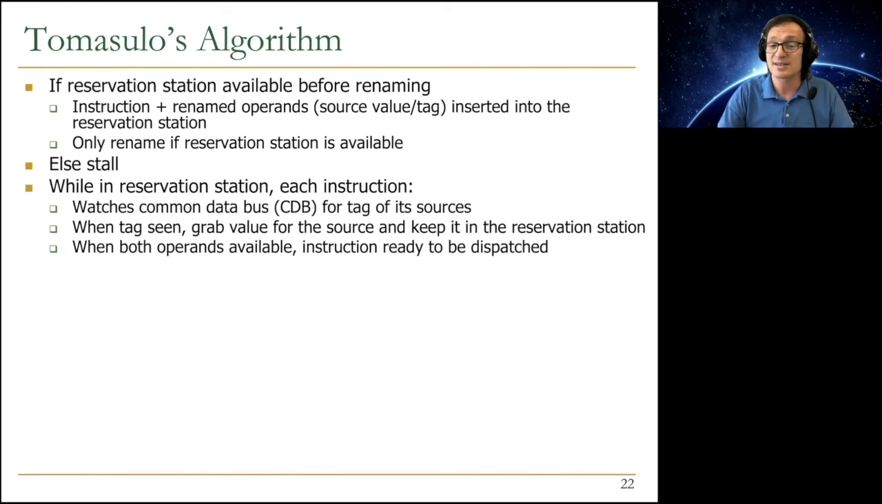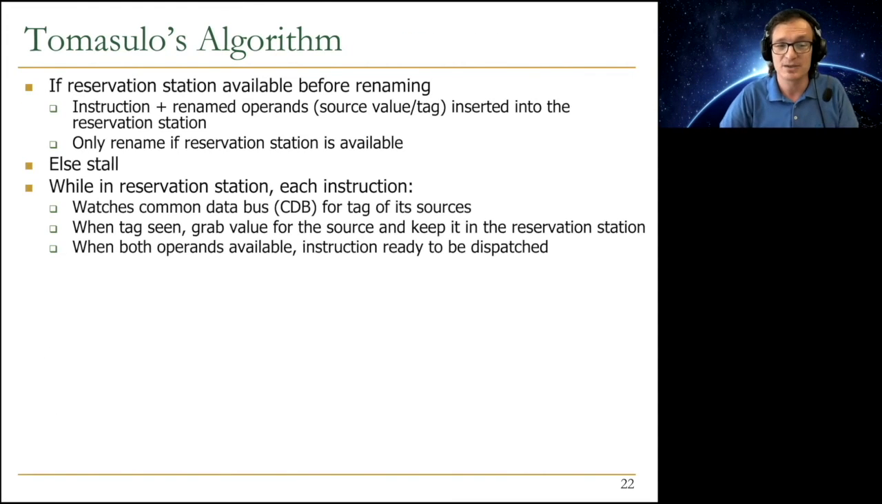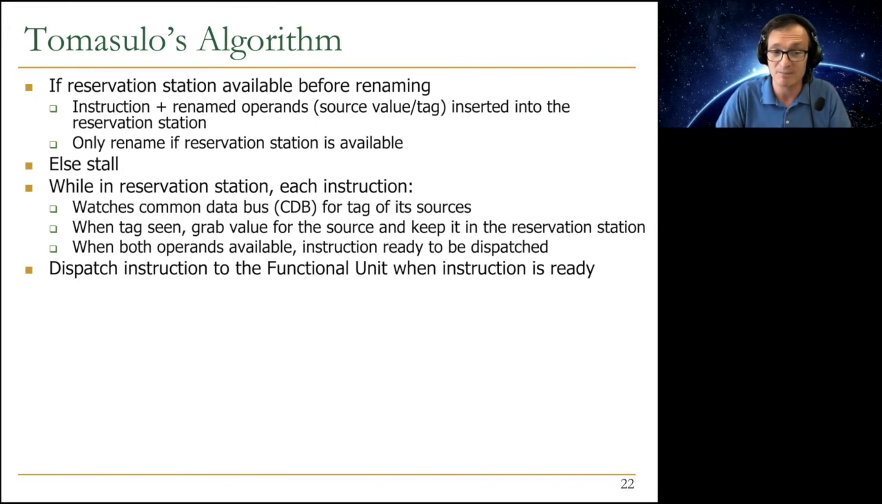While the instructions are in the reservation station, each instruction watches the common data bus for the tag of its sources. Remember, the tag is broadcast. If the tag is broadcast and seen, the value is grabbed for the source and kept in the reservation station. When both operands are available, the instruction is ready to be dispatched. I'm basically reinforcing what I just discussed earlier. You dispatch the instruction to the function unit when all of its sources are ready.